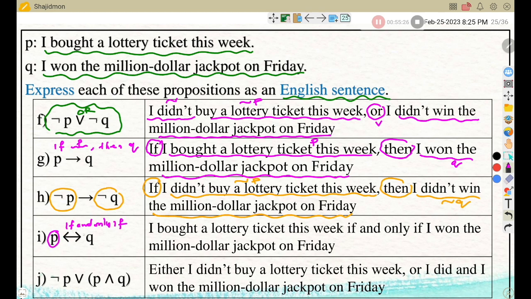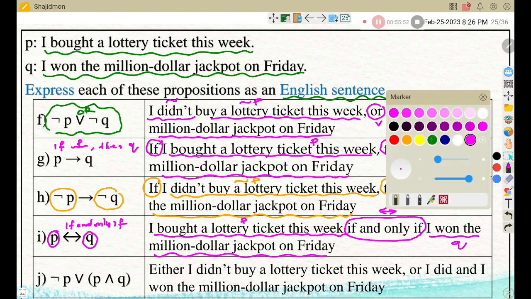So p and q. First write p: I bought a lottery ticket this week. After that, if and only if, that biconditional. Then q: I won a $1 million jackpot on Friday. So first write p, then if and only if, then the q statement. Now you can see one compound statement here. Negation p, you can see that statement.